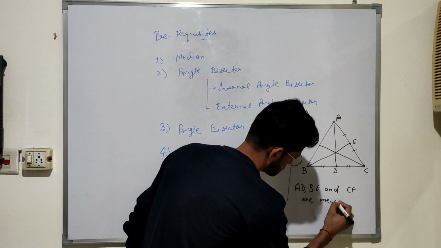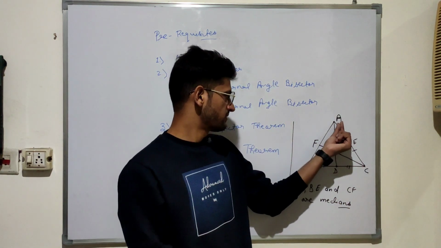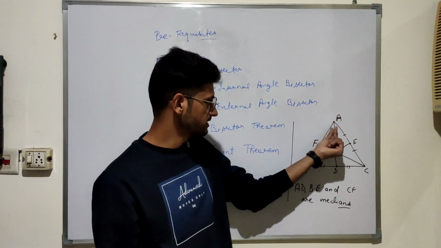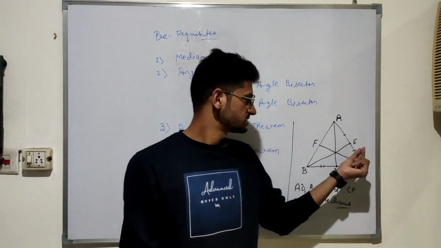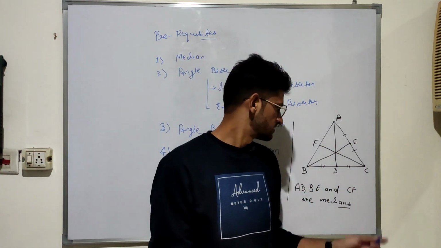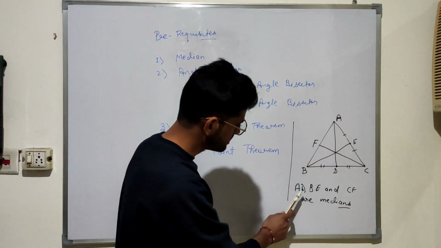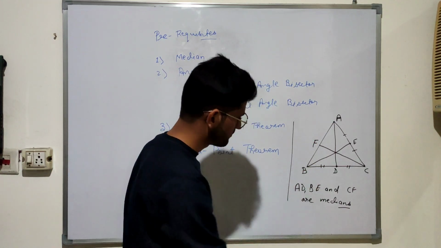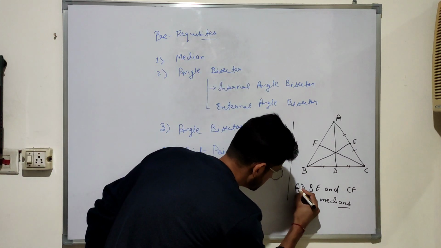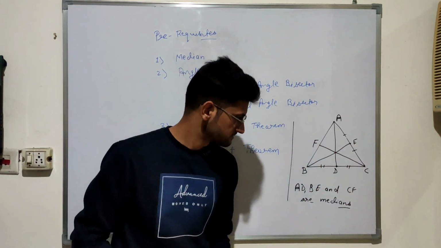So what happens is, whenever we draw a line from any point of a triangle to its opposite side such that it divides the opposite side into two equal halves, that line segment is known as a median. So in this triangle ABC, AD, BE and CF are medians. We are aware of what a median does: a median basically divides the opposite side length into two equal halves.